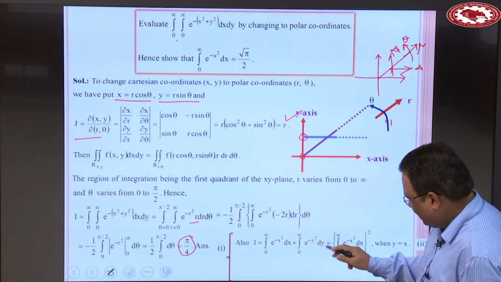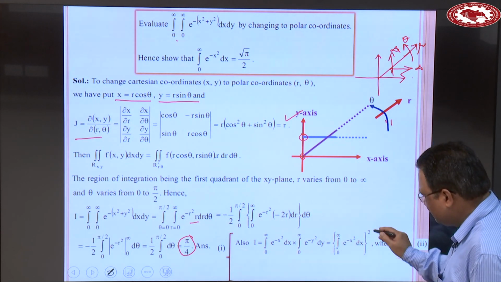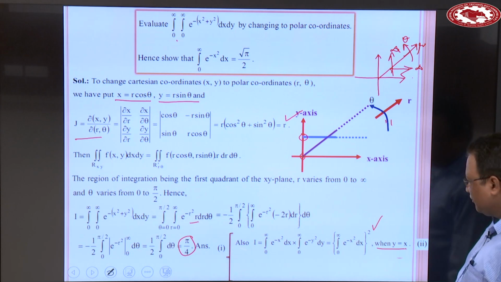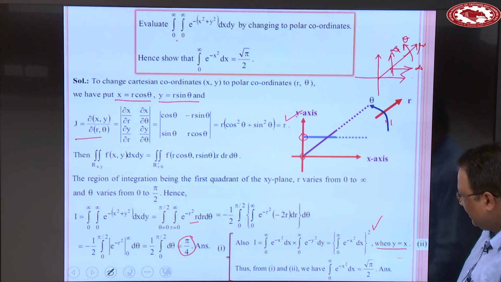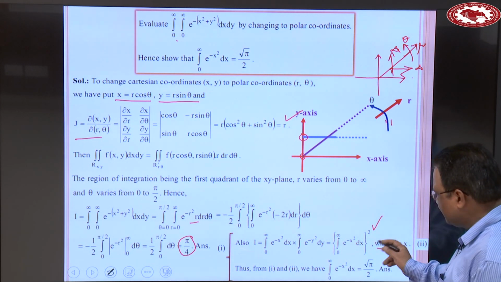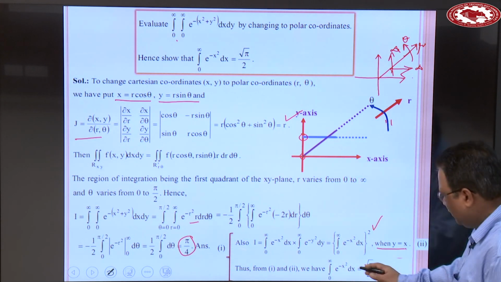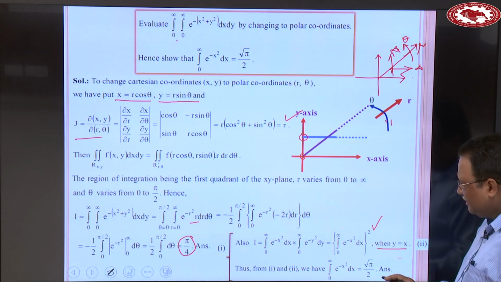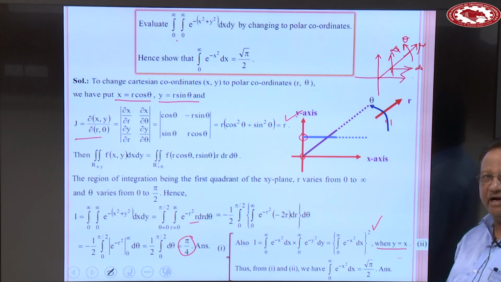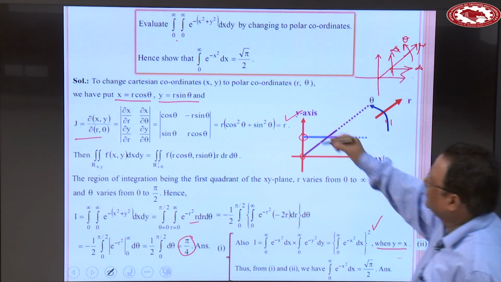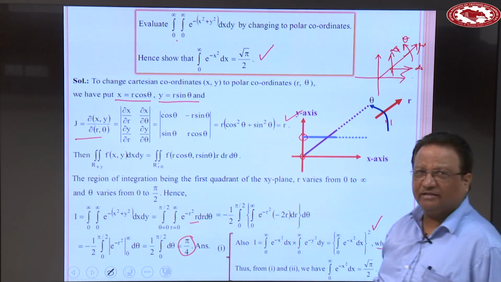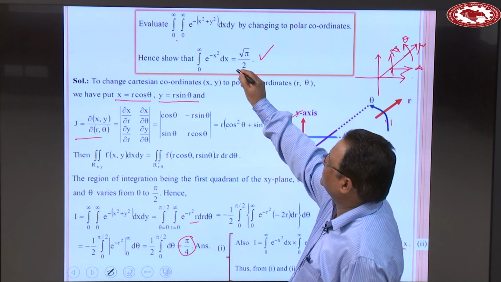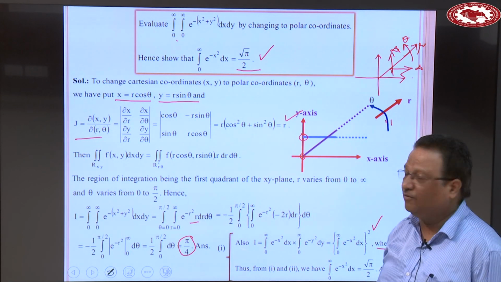Put x is equal to y, then this becomes a square, and this square we have obtained by putting y is equal to x. From 1 and 2 we know this result is pi by 4. So the integral from 0 to infinity of e raised to power minus x square dx is under root pi divided by 2, taking under root on both sides. So this second part is very simple, just by putting y is equal to x you reach this solution, under root pi over 2.